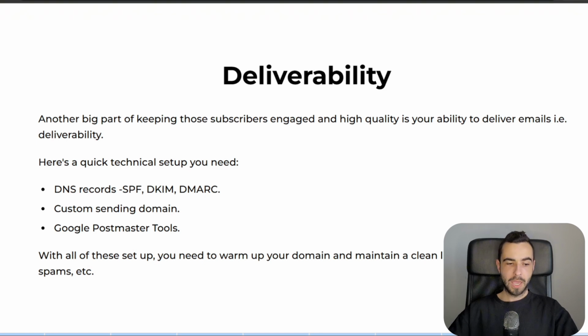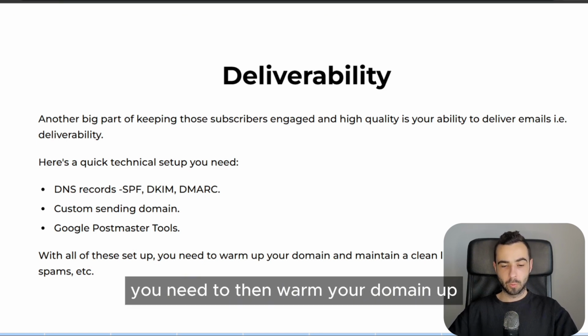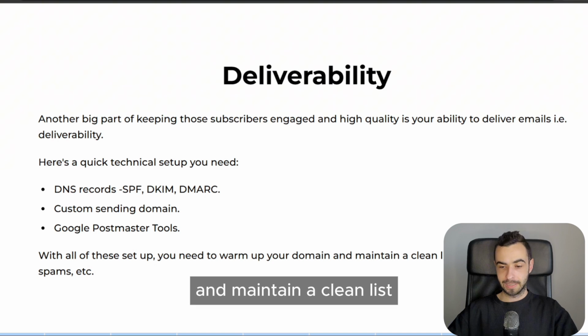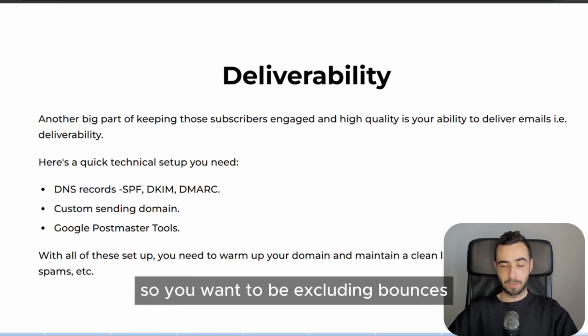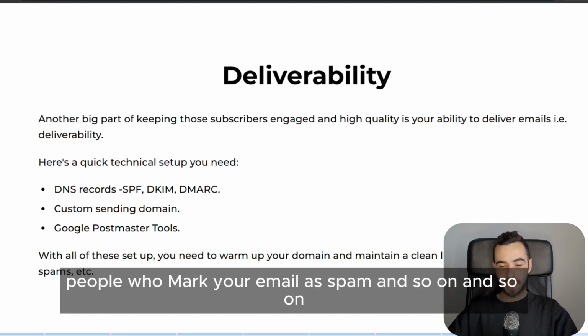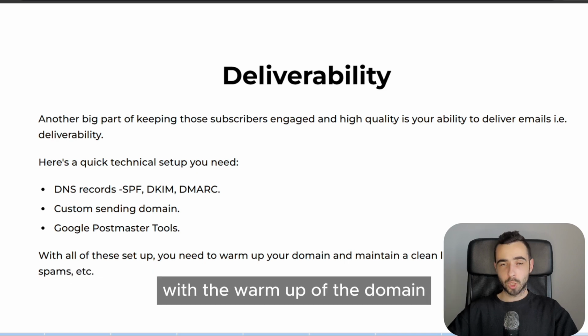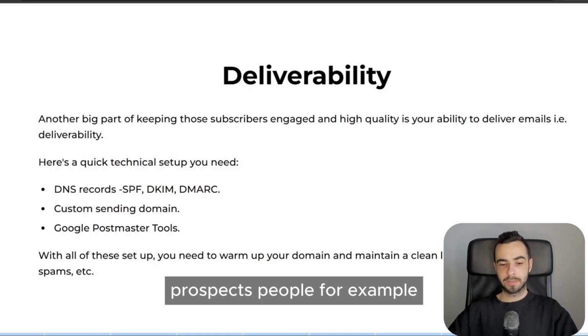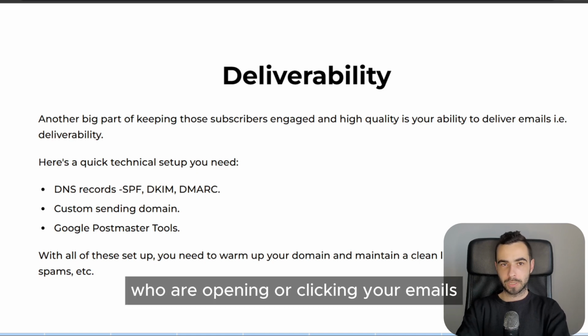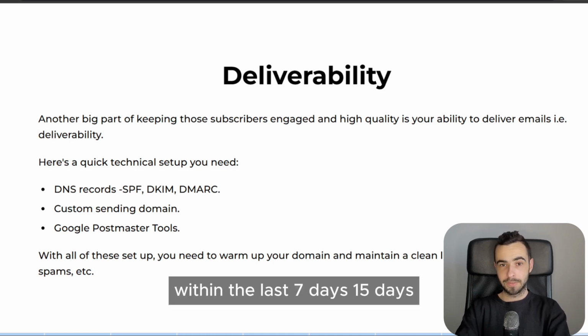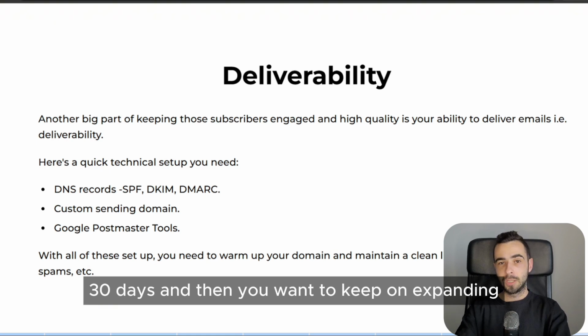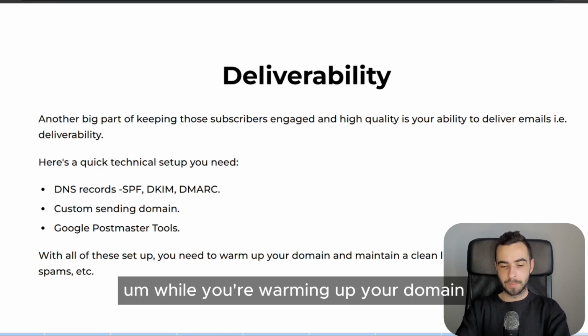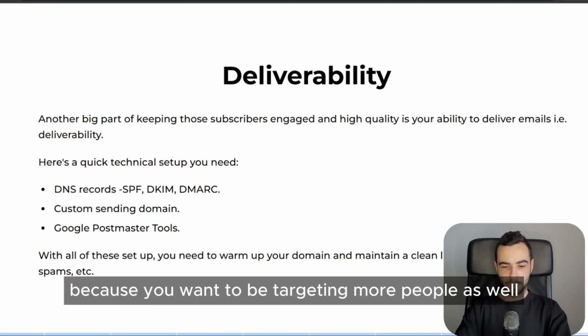And with all of this set up, you need to then warm your domain up and maintain a clean list. So you want to be excluding bounces, people who mark your email as spam, and so on and so on. With the warm up of the domain, you just want to start by sending to highly engaged prospects, people, for example, who are opening or clicking your emails within the last 7 days, 15 days, 30 days. And then you want to keep on expanding while you're warming up your domain, because you want to be targeting more people as well.